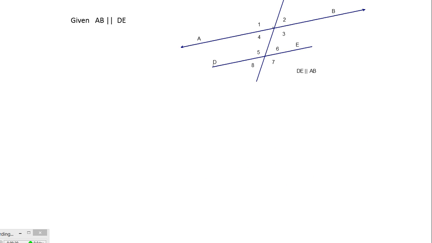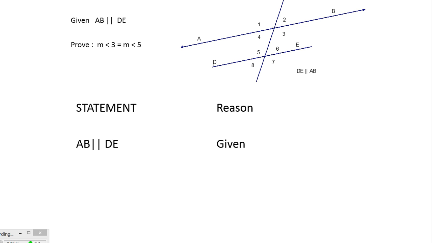So here it is, parallel lines. Prove 3 and 5 are congruent. If you prove 3 and 5 are congruent, then we got it. Look at it. We've almost done this in one of the proofs before. Set it up, statements and reasons, right? Always start with the given. There you have it. Parallel lines are given. That's right. Okay, now what?